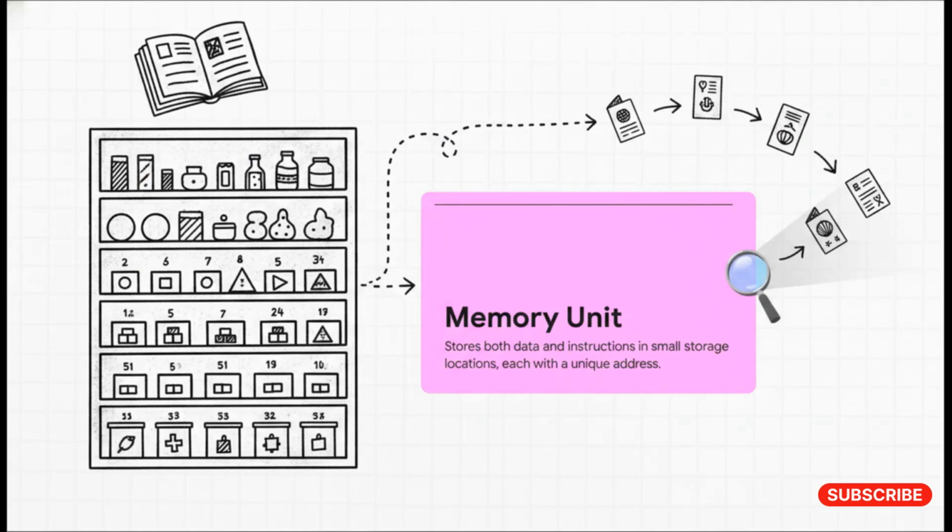First up is the memory unit. Just think of this as a gigantic, perfectly organized pantry that also holds all your cookbooks. Every single ingredient, that's our data, and every single recipe, our instructions, has its own specific spot on a shelf, a unique address so it can be found instantly.